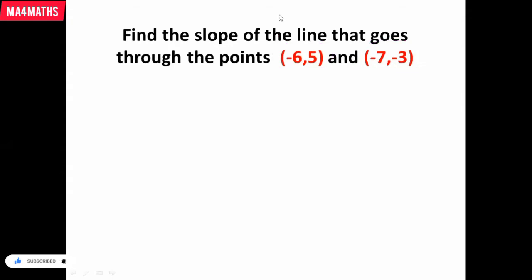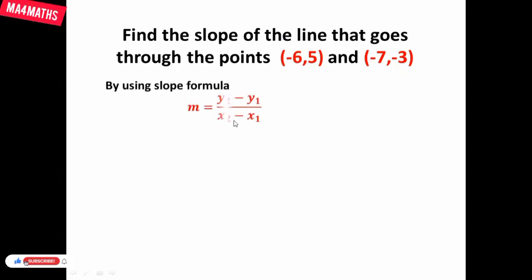What is the point slope formula? The point slope formula is m equals y2 minus y1 over x2 minus x1. This is called the point slope formula. Now, by using these 2 points, we will find the slope of the line. The first point is (-6, 5) and the second one is (-7, -3).